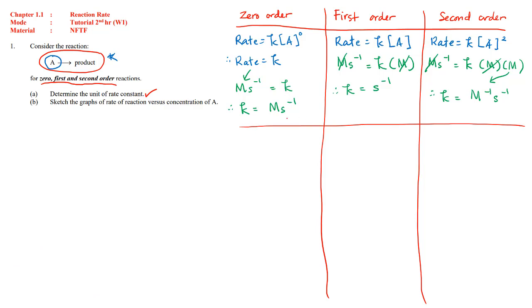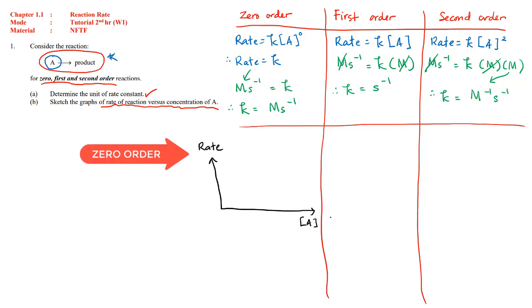Alright, next, sketch the graph of rate of reaction against concentration of A. If the reactant follows zero order reaction, you can see here, if you increase the concentration of A, no matter how many times you increase the concentration of A, the rate remains constant. So this is the graph.